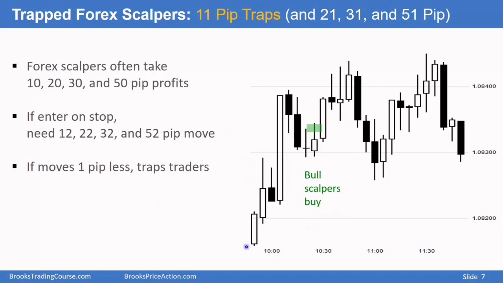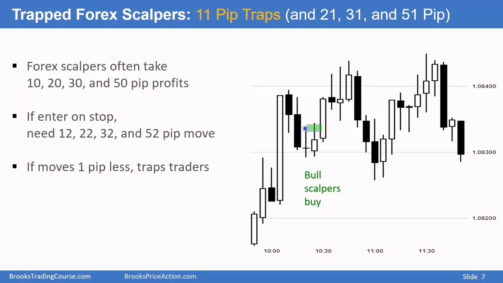For example, let's say you have a bull scalper who looks at this and they see a pullback, maybe testing this high. Maybe this is a measuring gap. We'll get a measured move up. Maybe they'll place an order to buy 1 pip above the high of this buy signal bar, expecting the market to go up high enough for them to make a 10 pip scalp.